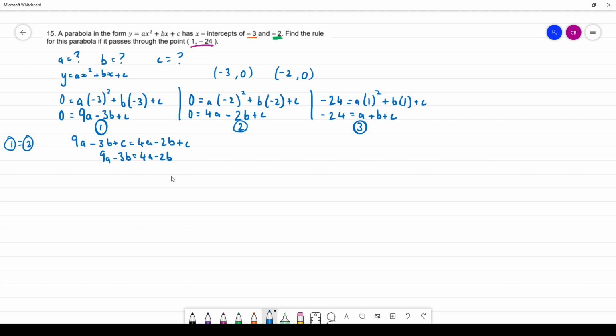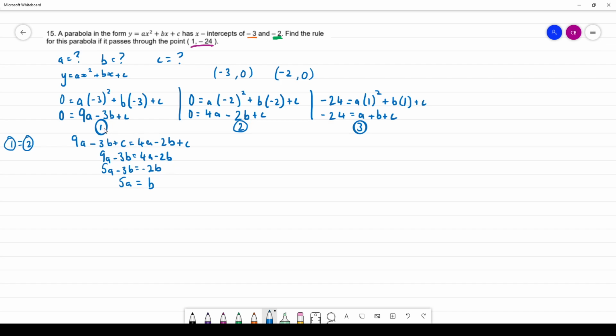What can I do then? I could get my a's and b's on the same side. So I'll minus 4a from both sides, and I'll be left with 5a minus 3b equals -2b. I could add 3b to both sides, so I'll be left with 5a equals -2 plus 3, that's just 1. So 5a equals b. So now that I know 5a is equal to b, I could sub that in somewhere and keep working it out. Let's try it out.